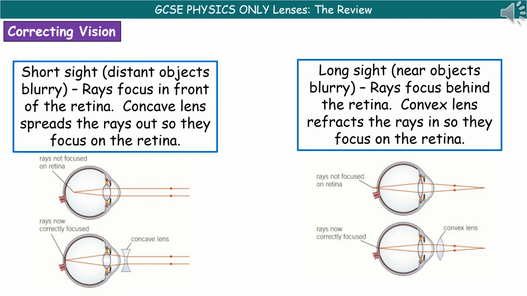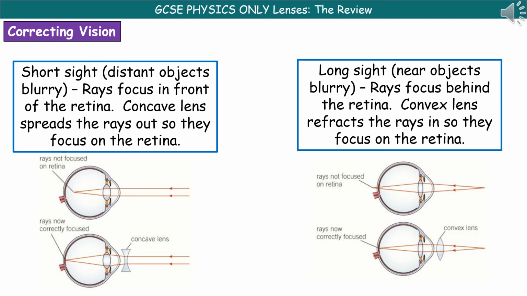One of the problems of sight that we looked at in our biology is looking at how we can correct short sight and long sight. Hopefully we remember short sight means distant objects are blurry, so the rays are focusing in front of the retina. So in order to fix this, we use a concave lens which spreads the rays out so that they will actually focus on the retina.